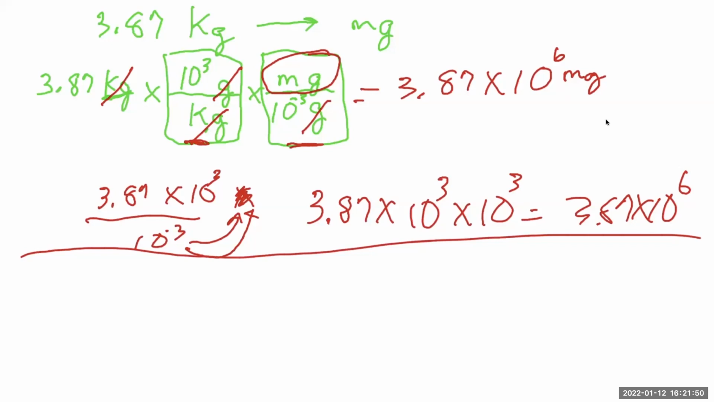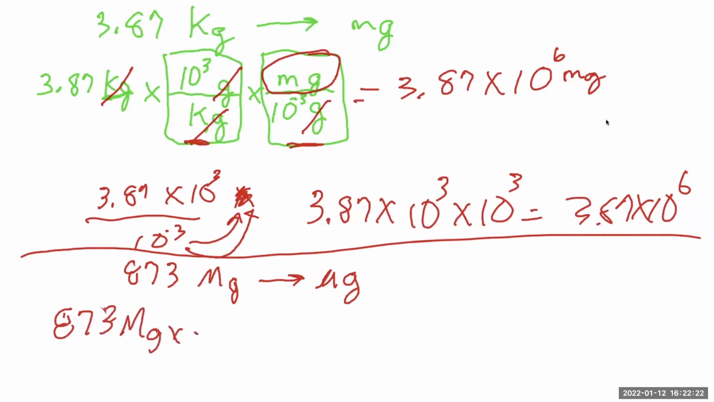Let's convert, say we got 873 megagrams, and I convert that into micrograms. Again, write down what we're starting with: 873 megagrams. Draw your line and your multiplication sign.